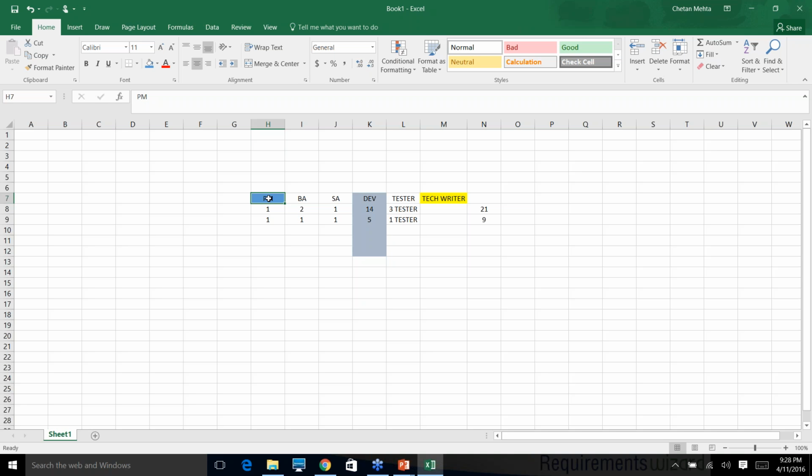Chetan, I have a question. How technical does a tester have to be? Does he need to know coding, or does he just go through the application, click this and that, and see whether it's working properly or not?